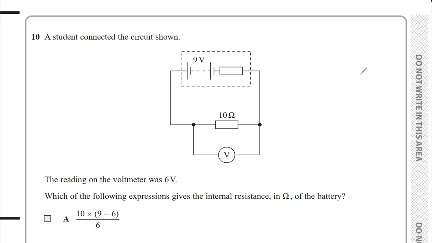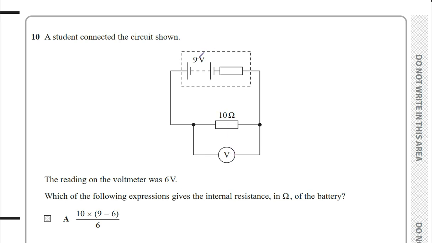Question 10 is also quite complicated. So the question says, the reading on the voltmeter was 6 volt. So this is a load resistor, and the potential difference that you get across load resistors is what you call the terminal PD. You should know these terms. This is the terminal PD.